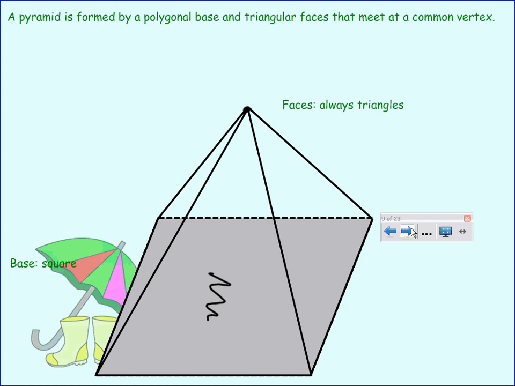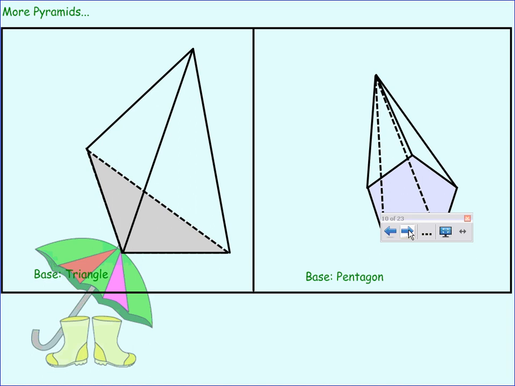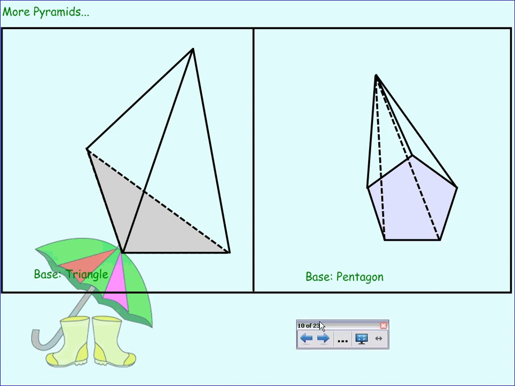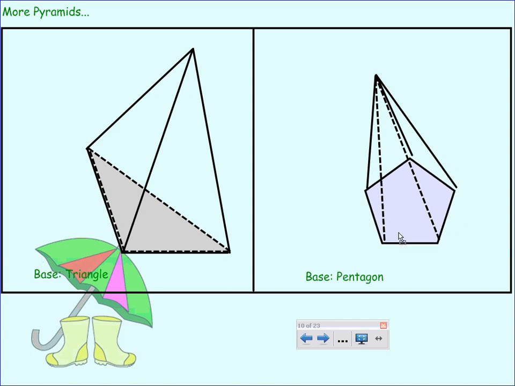Okay. Pyramids are our next one. A pyramid is formed by a polygonal base and triangular faces that meet at a common vertex. Again, the base down here is a square, and the faces are always triangles in a pyramid. Here are two different pyramids. This one has a base that's a triangle down here. This one has a base down here that's a pentagon.